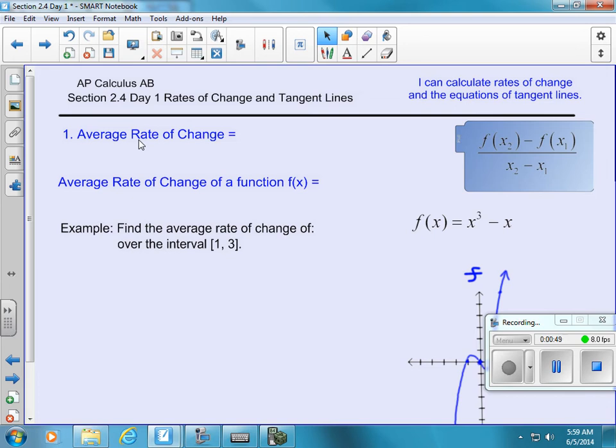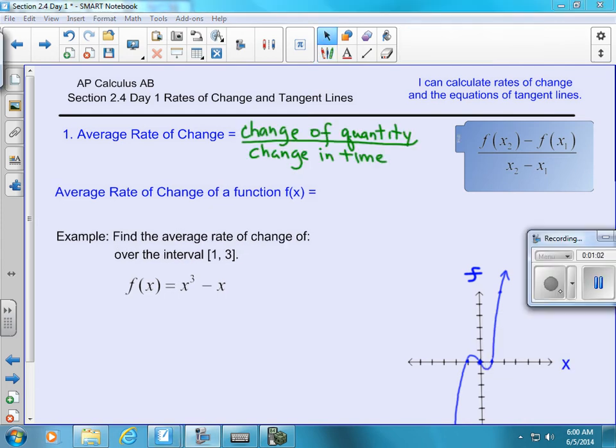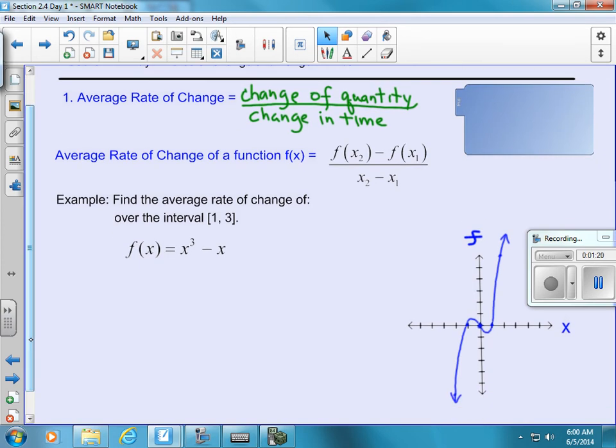Okay, so we have a couple of definitions to look at, and then we're going to do this example, x cubed minus x on the interval 1 to 3 to find the average rate of change. Okay, so the average rate of change, let me write this down. The average rate of change is defined by the change of a quantity over the change in time. Mathematically, we look at it with this equation, and you might recognize that. That's a slope equation. The average rate of change is a slope between 2 points. So let's look at our first example, which is fancy wording for finding the slope between 2 points.